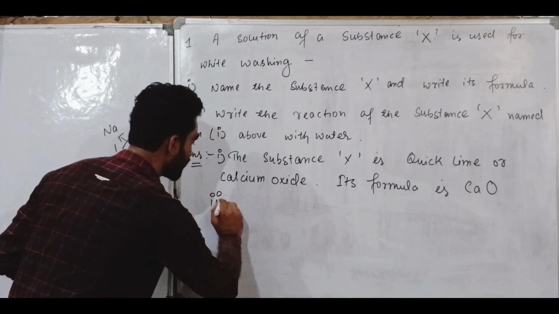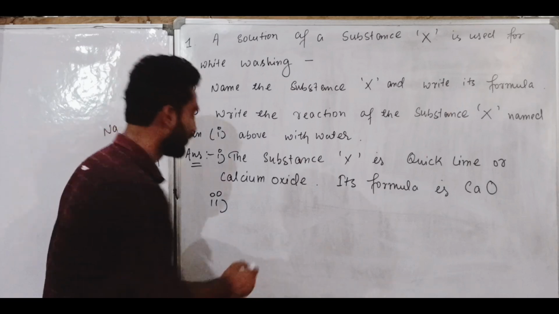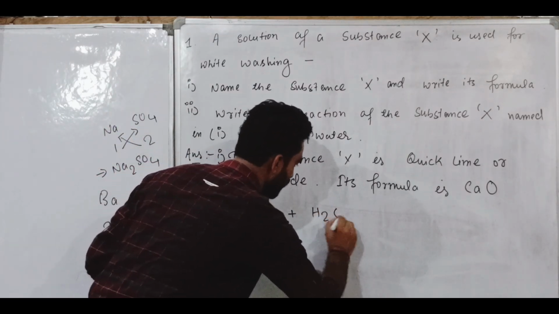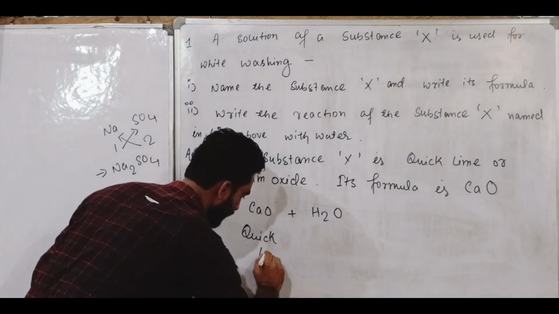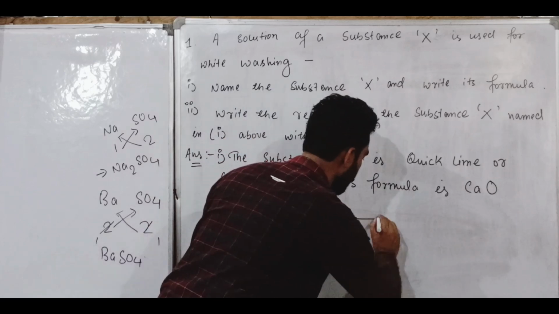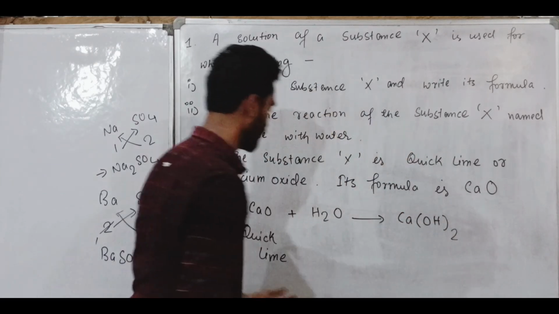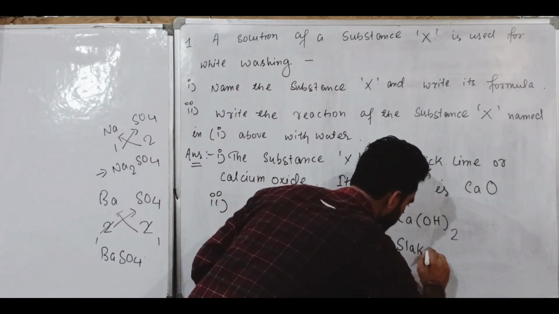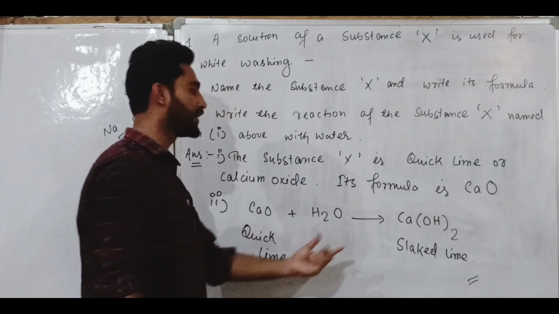Now, according to question number 2, if this calcium oxide reacts with the water, what will it form? Calcium oxide is called quicklime. So, calcium oxide reacts with the water. It will form calcium hydroxide. And calcium hydroxide is called slaked lime. And this process is called slaking of lime.